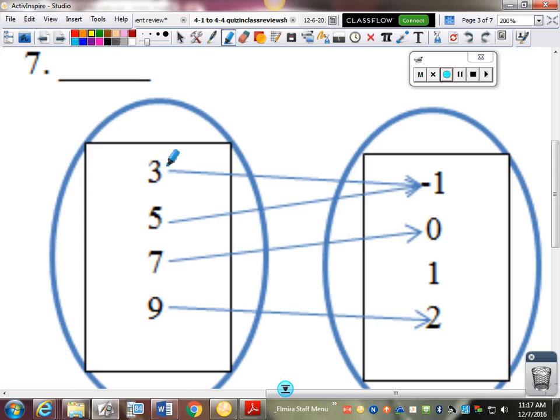In number 7, when I look at only the x values, because that's all I look at, I see that each one has only 1 arrow coming out of it. So that would be a yes. Again, there's tricky things on the y side to try to fool you. That -1 has 2 arrows pointing at it. Doesn't matter. We don't even look at that side.